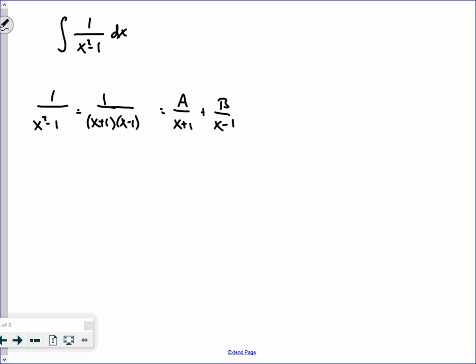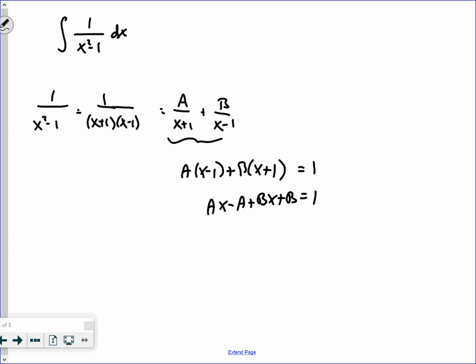And the way we do that is, well, if you were to combine these two, you'd have to get a common denominator. And this would be what your numerator is: a times x minus 1 plus b times x plus 1. That's what your numerator would be, and that should equal the original numerator. So you get ax minus a plus bx plus b equals 1.